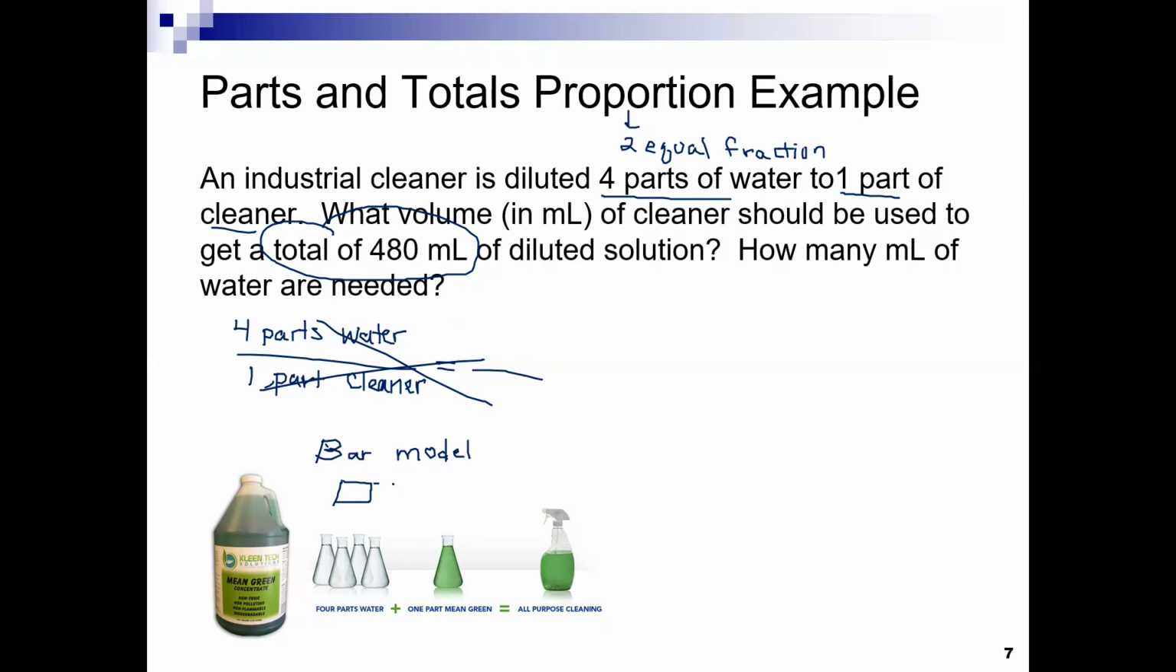Because it told me that I need 4 parts of water, I'm drawing 4 approximately equal squares to create a bar. I'm labeling all of them water because it's 4 parts of water. And then it told me 1 part of cleaner, labeling that C for cleaner. So 4 water, like the 4 flasks, 4 squares. 1 part of the cleaner, 1 flask, 1 square. So in my model, I see that there are a total of 5 parts.